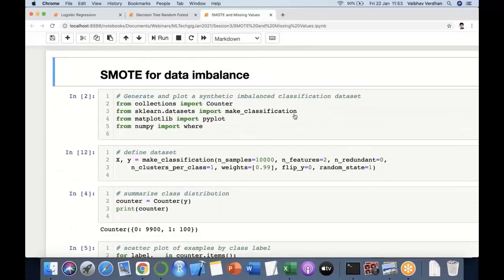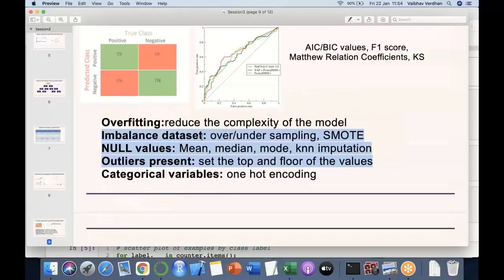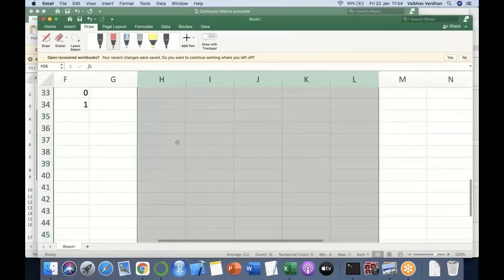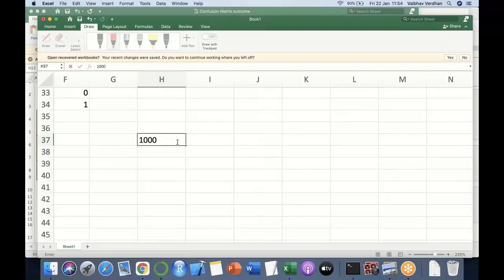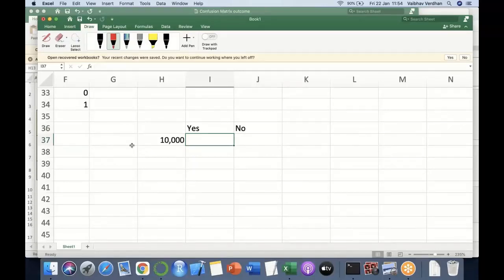So first of all, the imbalanced data set. What is the meaning of an imbalanced data set? Let's say you have 10,000 observations, and out of those you have one class as yes and a second class as no. Your target variable is yes and no. Your yes is 5, and the rest of them are no. That means your data set is imbalanced.